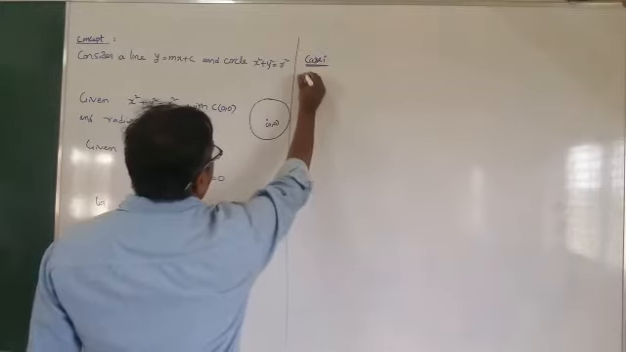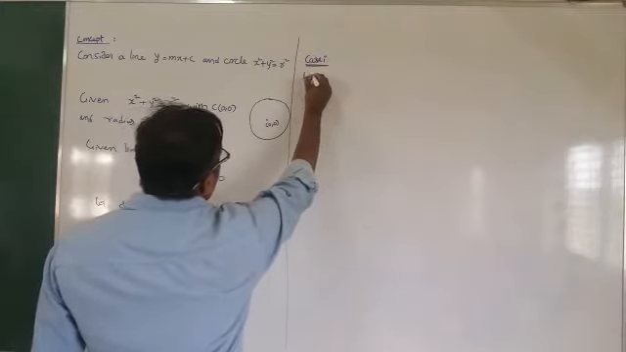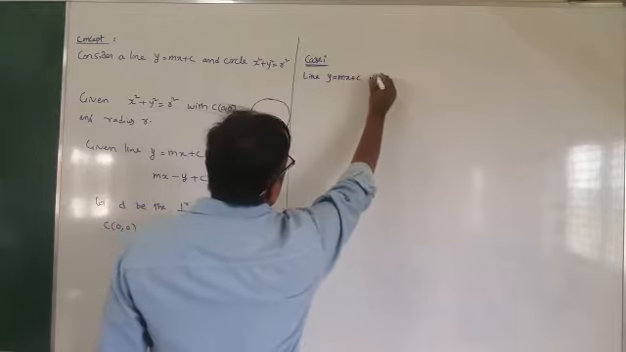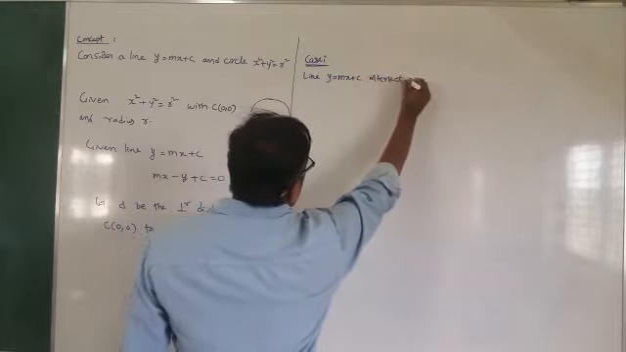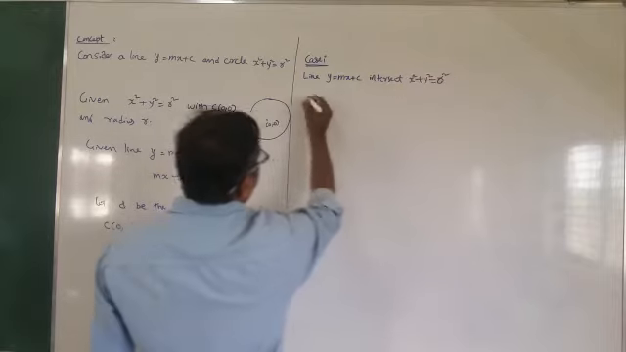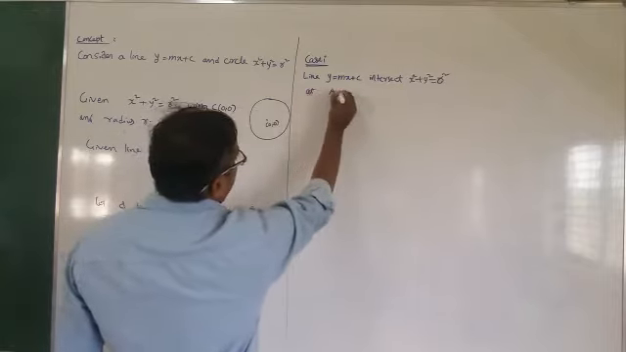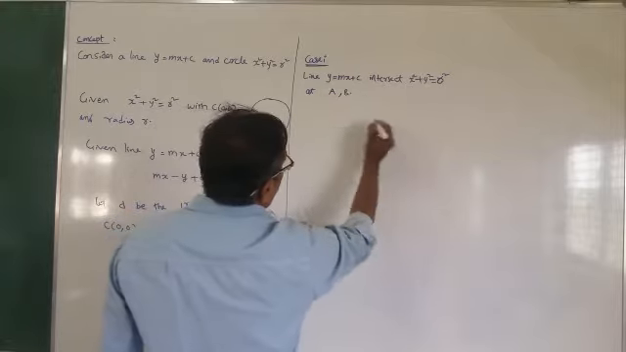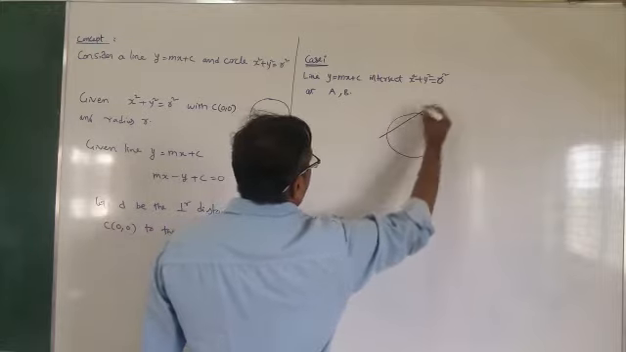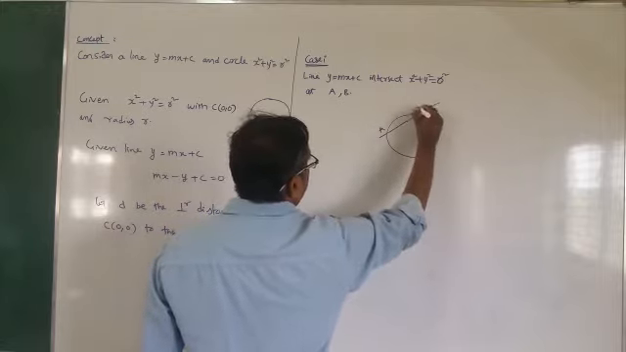Case 1, that is the line y is equal to mx plus c intersects x square plus y square is equal to r square at A and B. Now we suppose that the line intersects the circle at A and B like this.